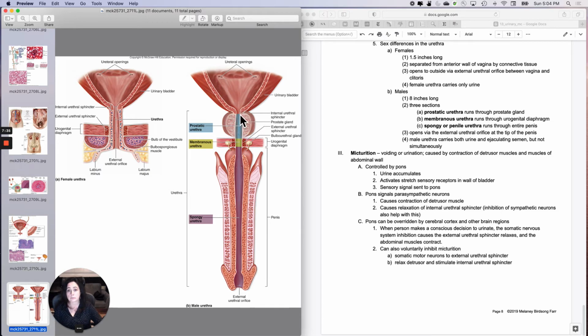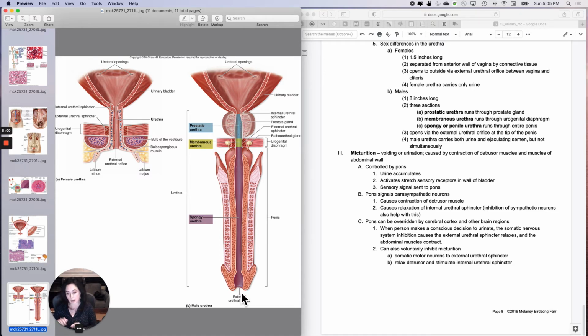As it runs between the internal and the external urethral sphincters, it runs through the prostate gland, so it's called the prostatic urethra. And then it runs through the skeletal muscle, and this is called the membranous urethra. And then as it runs through the penis, it's either called the spongy urethra or the penile urethra. And then it opens, the external urethral orifice is at the tip of the penis.